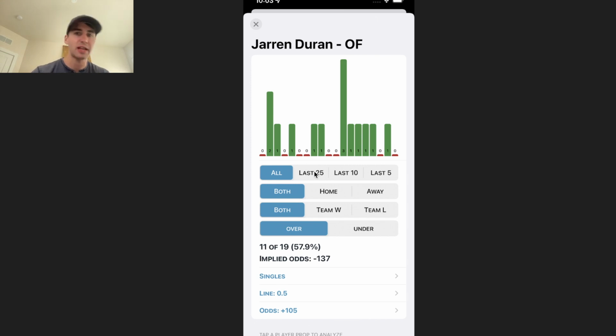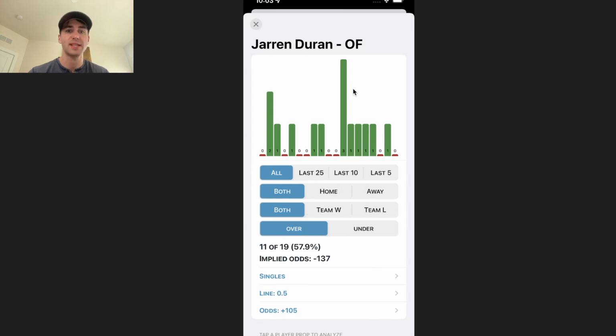You can also search in the last 25 games, the last 10 games, 5 games. You can filter by were they home or away. You can filter by did the team win or did they not win. And you can essentially see what the historical trends say about this bet.